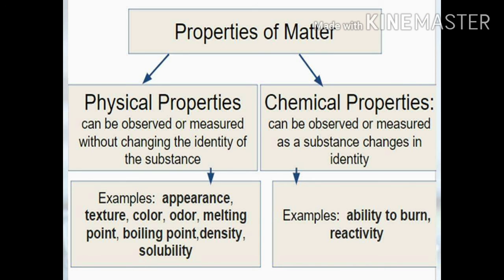To sum up our discussion, under the properties of matter are the physical and chemical properties. Physical properties can be observed or measured without changing the identity of the substance, while the chemical properties can be observed or measured as a substance changes in identity.